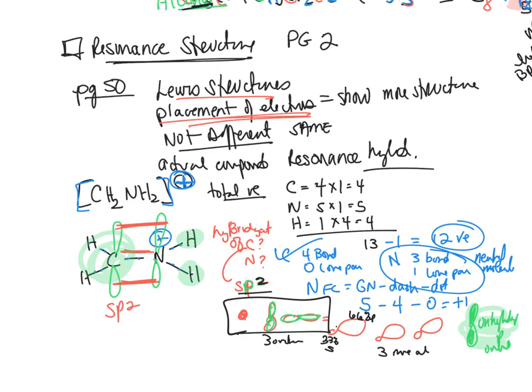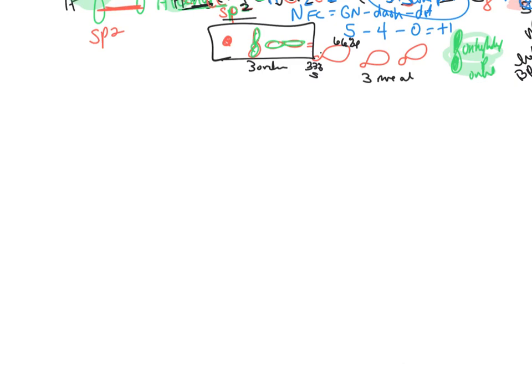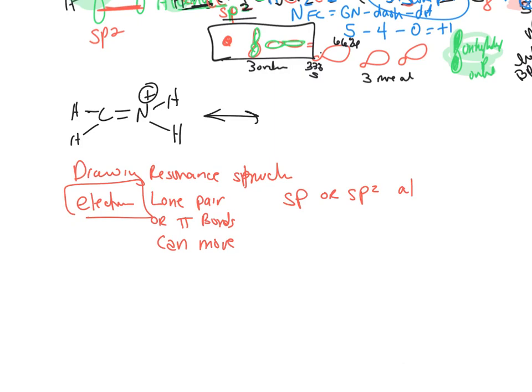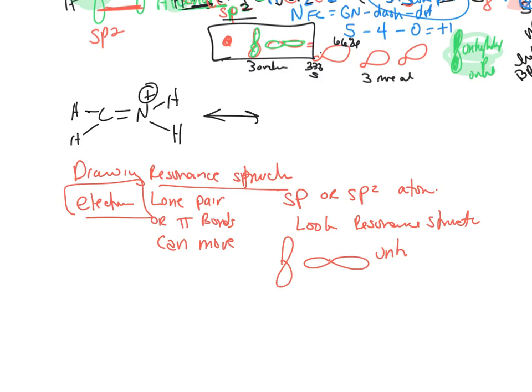So the correct resonance structure, or the correct Lewis structure, would include, let's draw this over again since I wrote on the original one. And then we got to move those electrons. The electrons that are lone pairs or pi bonds can move. So when you're drawing resonance structures, if you have an sp or an sp2 atom, then look for resonance structures. Because those electrons, the resonance electrons, are in unhybridized p orbitals, and they're the ones that can move. How do I know when I get a stopping point?